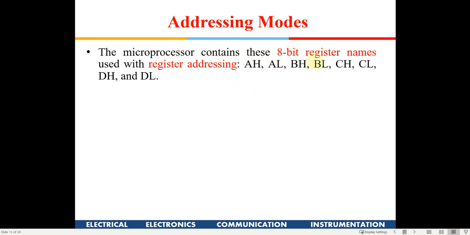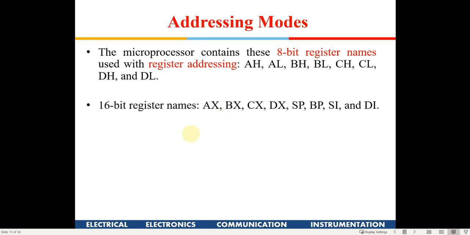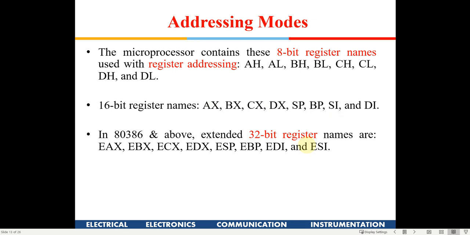The microprocessor contains these 8-bit registers named AL, AH, BL, BH, CL, CH, DL and DH, that we know. So they are all 8-bit registers. For 16-bit, the H and L are replaced by X, as in AX, so they together form a 16-bit register. We know this.